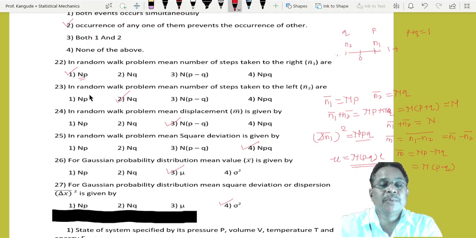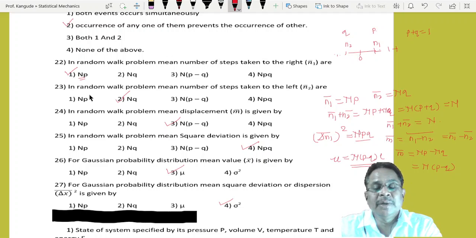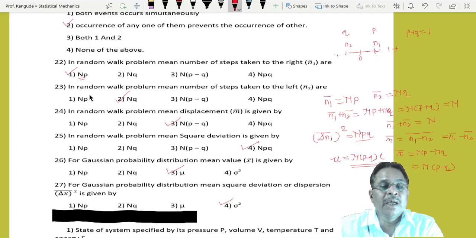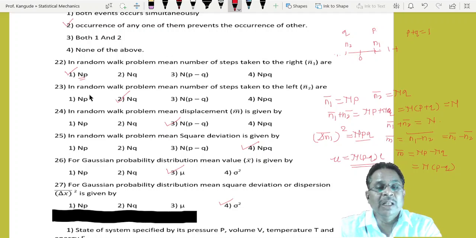So all these problems are very simple problems, which are completely based upon chapters 1, 2 and 3. Of these, the questions from 22 to 27 require some mathematical understanding, the concept of statistics, the concept of probability and all these things. So here we have to study the random walk problem, the binomial distribution and the Gaussian distribution well, then we can understand each and every term here.